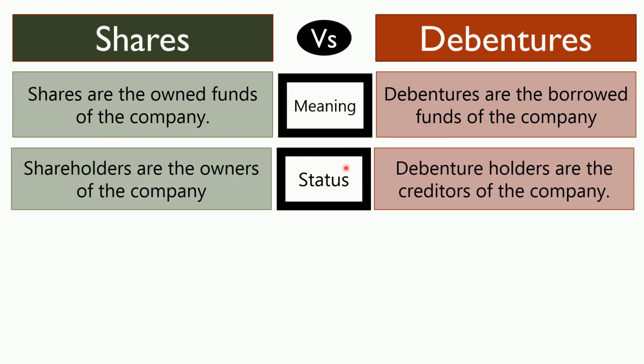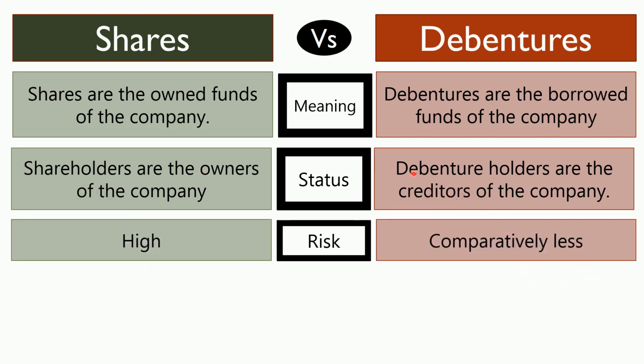Status of holders. Shareholders are the real owners of the company. As against this, debenture holders represent the creditors of the company. As there is uncertainty of returns in case of shares, the risk content is high. But in case of debentures, returns are certain, and that is why they are less risky.